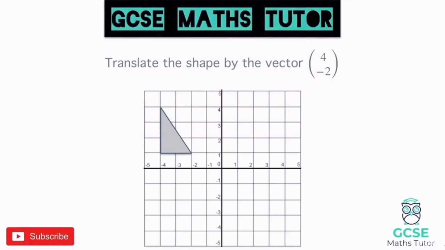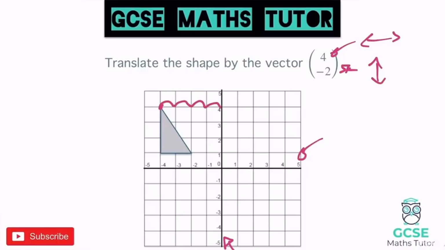Okay, so translating a shape by a vector. Now that top number in a vector means left and right, and the bottom number means up and down. Okay, thinking about positive numbers moving towards the positive numbers on the axes and negative numbers moving towards the negative numbers as well. So 4 moves it right by 4. So all I ever do is pick a point, you can pick any, and I move it right by 4. So 1, 2, 3, 4, it's going to end up there.